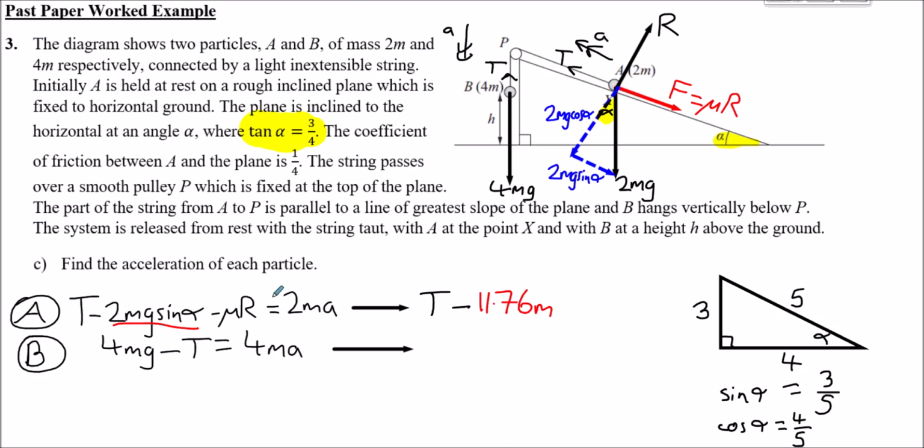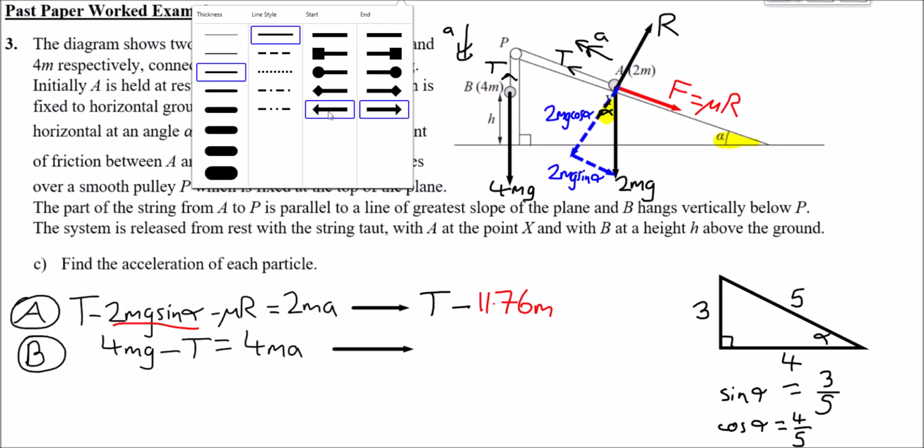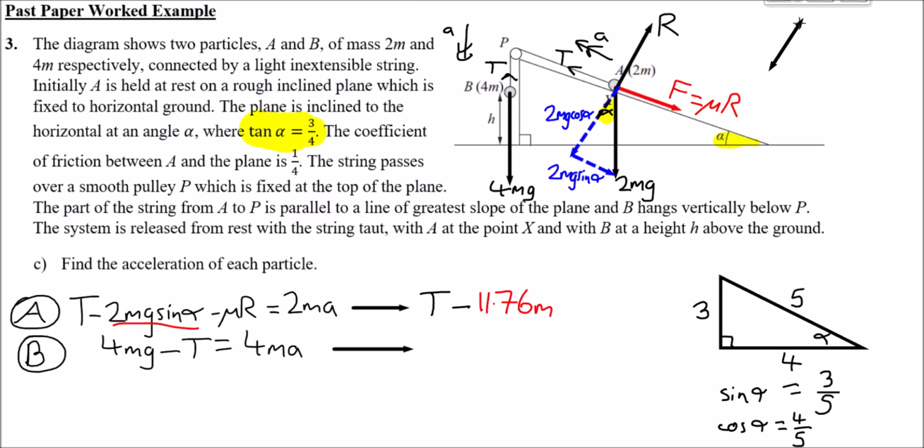One thing we need, though, is to find out what this mu R is. So if we think about this force diagram here, and think about forces going in the perpendicular direction to the plane, there's no acceleration perpendicular to the plane. The acceleration is parallel only. So there's a perpendicular equilibrium, if you will. So that means the reaction going up must be balanced equally and oppositely with the forces acting perpendicular to it going down. And the only one here is this component of the weight, which is 2mg cos alpha.